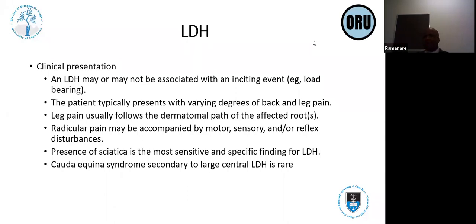But beware of the patient who's got bowel and bladder dysfunction. Although this is rare, this changes everything. This is a red flag. Let's push them into that MRI algorithm. Urgent management. Sort this out now.